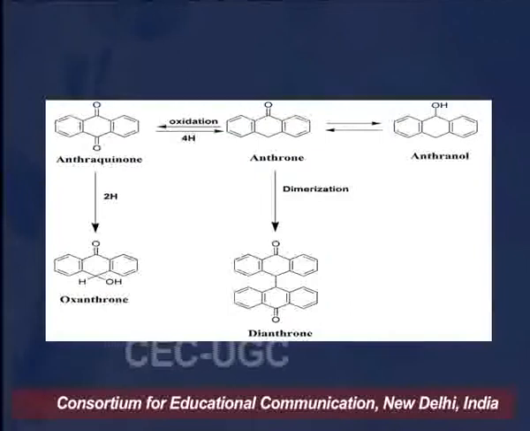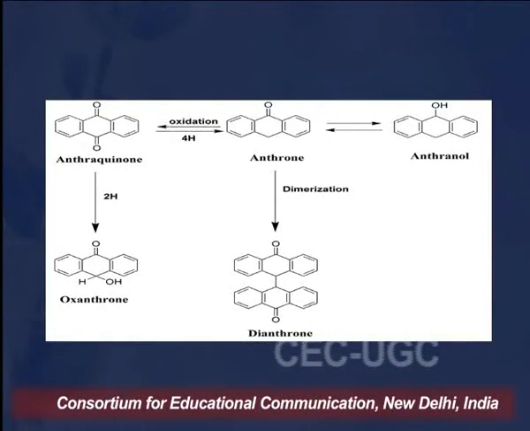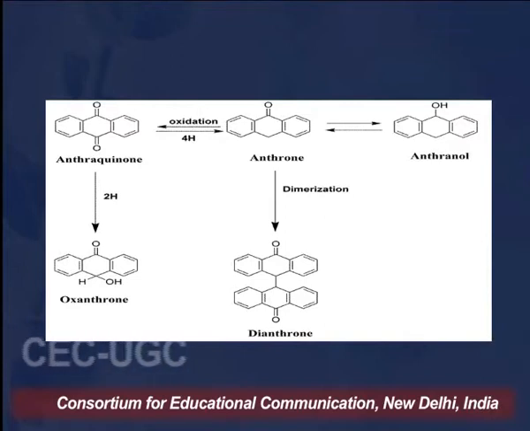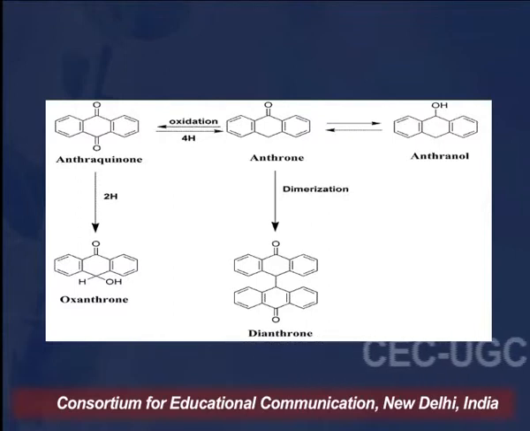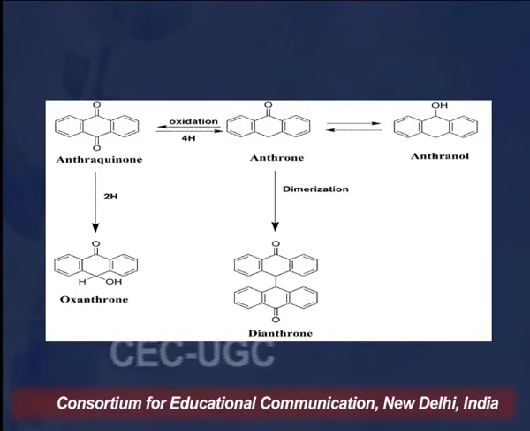So if you look into this chart, you will see that when anthraquinone is partially reduced, you get oxanthrone, and when the ketonic group is completely reduced, we get anthrone, and when the second ketonic group is again reduced, then we get anthranol. And if we go in the reverse direction, oxidation of anthranol will give you anthrone, and further oxidation of anthrone will give you anthraquinone.